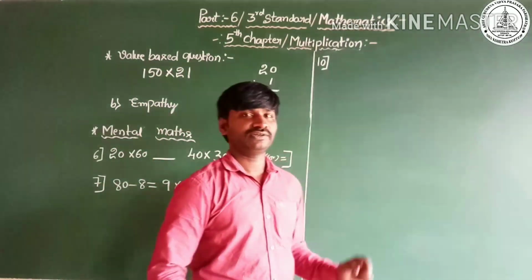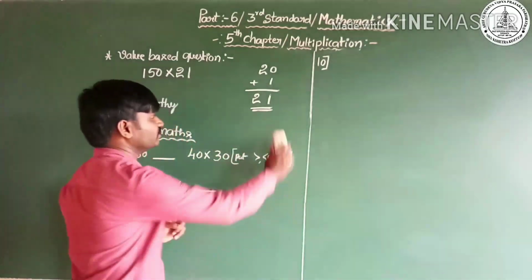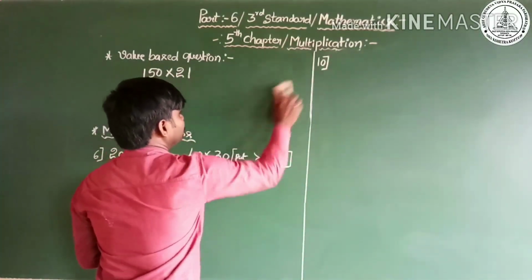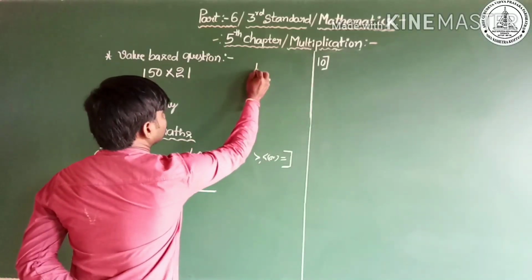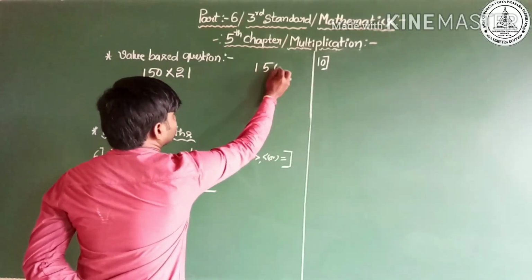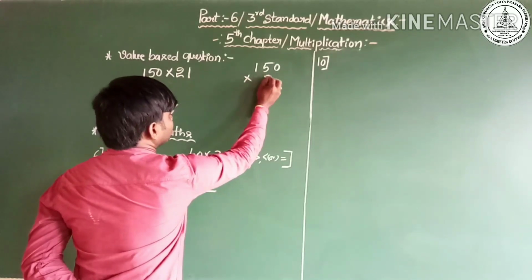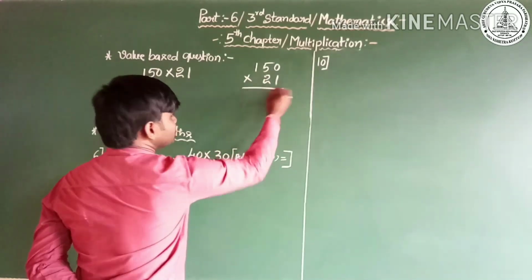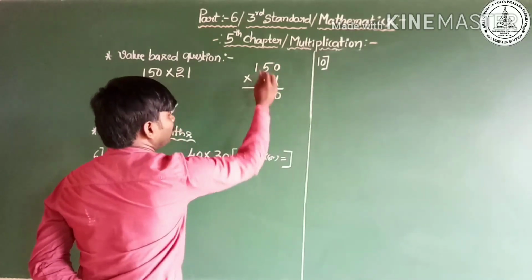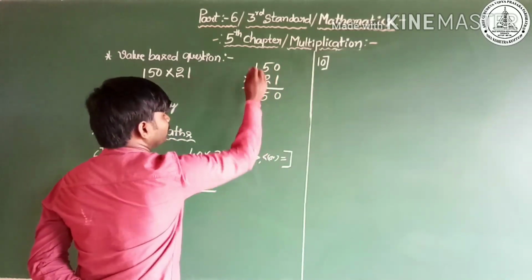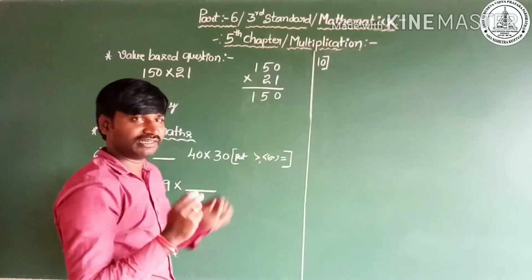Yes, dear students, total friends 21 friends. Okay, now you multiply here 150 multiplied by 21, because total friends 21 friends. 1 into 0, 0. 1 into 5, 5. 1 into 1, 1. First level clear, dear student.